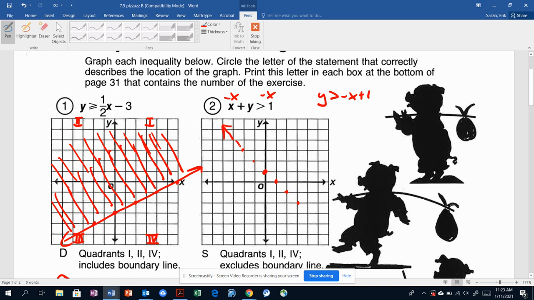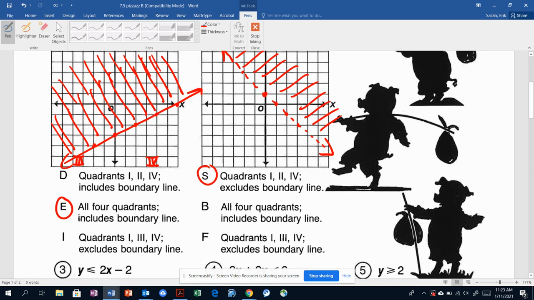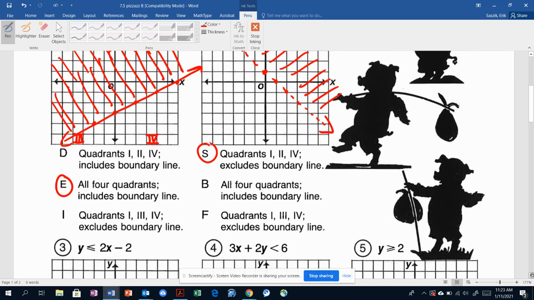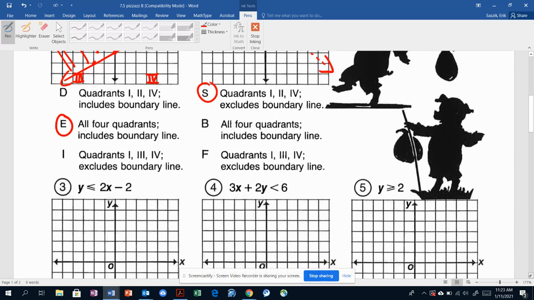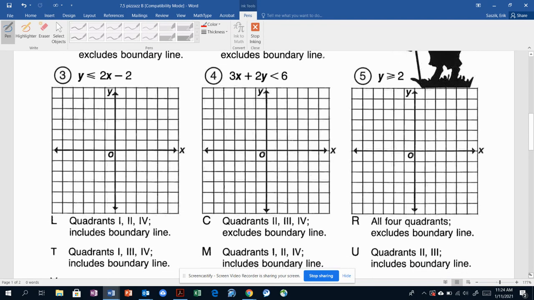Here I have to draw a dashed line because it's plain old what? Plain old greater than right here. So I would shade above because it's greater than, and it's a dashed line. So that's, what are we? We are in quadrants 1, 2, and 4, excluding the boundary line. It looks like it should be S. So I hope you get the idea of this. I'm not going to do all of these. I'll do a couple more though, so you get the idea with this.